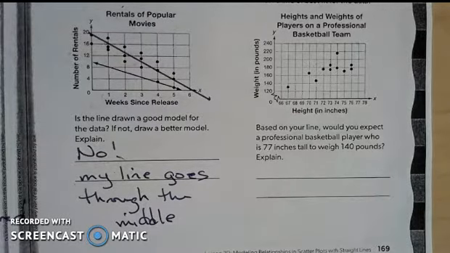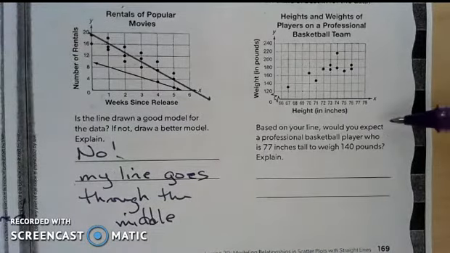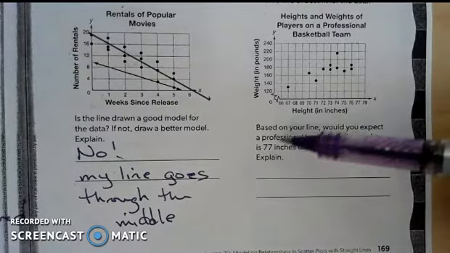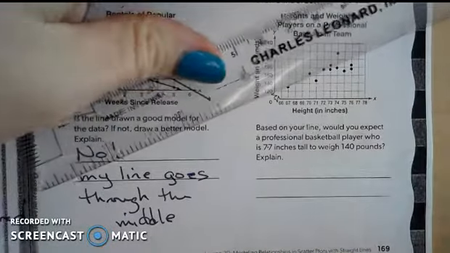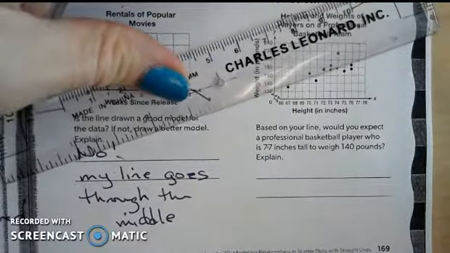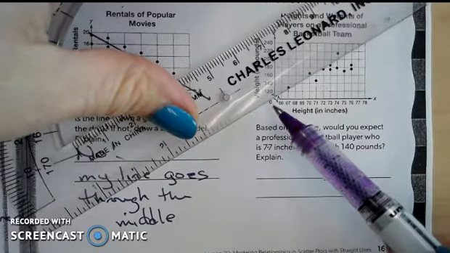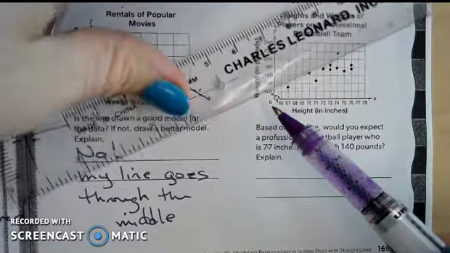Number 9. Scatterplot shows the height and weights of players on a professional basketball team. Draw a line of best fit for the data. Based on your line, how would you expect a professional basketball player who is 77 inches tall to weigh 140 pounds? Now, when I draw my line, I'm trying to center the data. I'm not trying to pass through the origin, okay? Sometimes it will, and it's okay. Doesn't matter. But it does not have to.